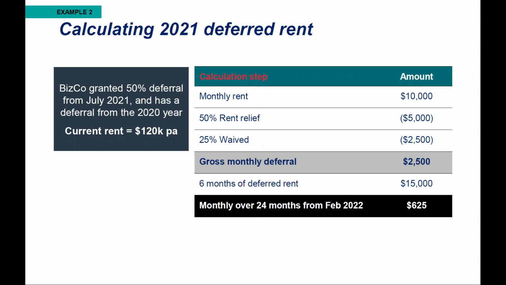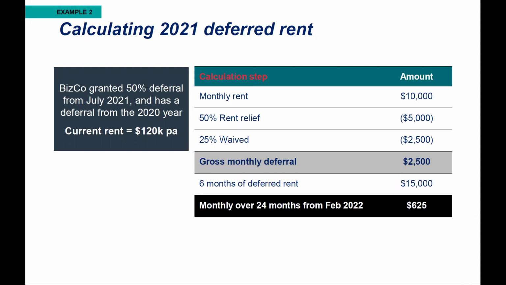So we're just going to finish off with a couple of slides around calculating the deferral, and I'm just going to continue on from the example that Dan gave before. So we've got BizCo who are qualified for a 50% deferral of their rent. So their current rent was $120,000, which means their monthly rent is $10,000, and half of this is going to be subject to rent relief, of which 25% of this is going to be waived and 25% of it's going to be deferred. So we've got a deferral of $2,500 over a 6-month period.